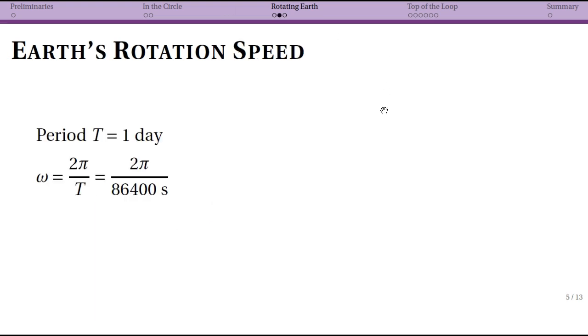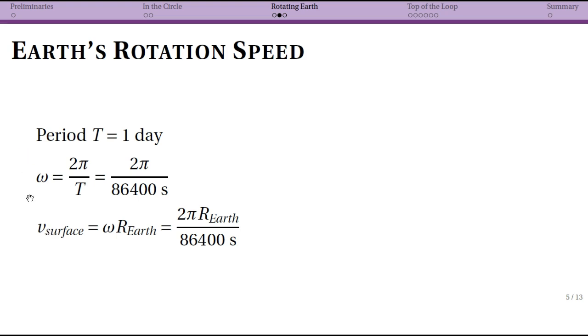So let's think about how the Earth is rotating. You know the period of the Earth's rotation. It takes 1 day for the Earth to rotate all the way around. Not too bad. So we can define the angular speed as 2 pi divided by the period. So that's 2 pi divided by 86,400 seconds. We can find what the linear speed at the surface is.